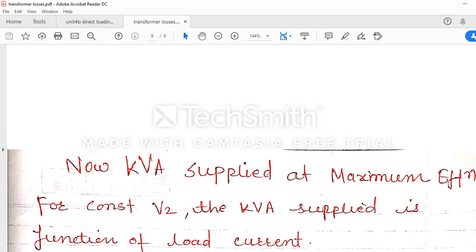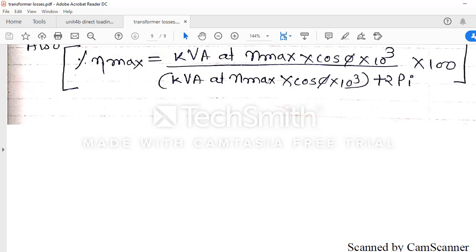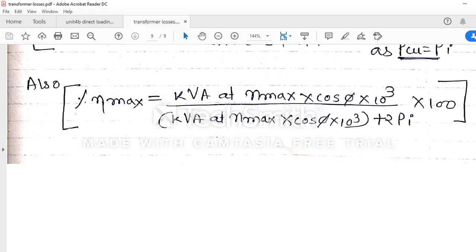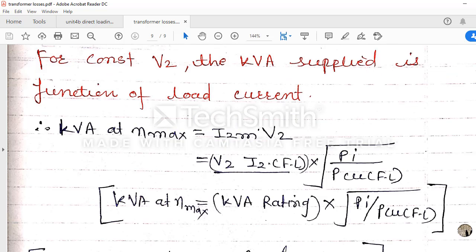Now for constant V2, the kVA supplied is a function of load current. So kVA at maximum efficiency is equal to I2M V2, because we are finding it at the maximum condition, so I2 is the I2M here. Now what is the formula of I2M? I2M is equal to I2 full load into the square root of Pi upon PCU full load. But V2 into I2 full load is nothing but the kVA rating. So the formula for kVA at maximum efficiency is kVA rating into the square root of Pi upon PCU full load.